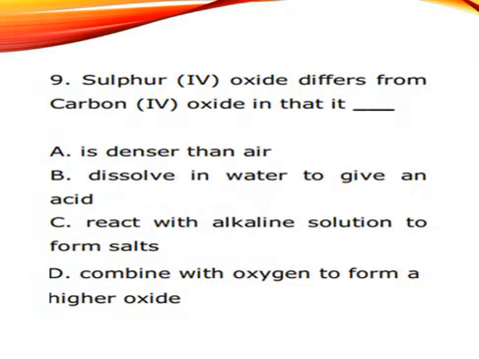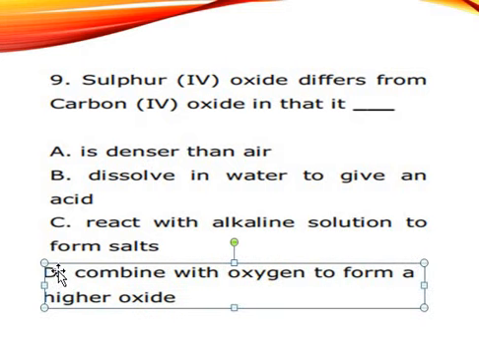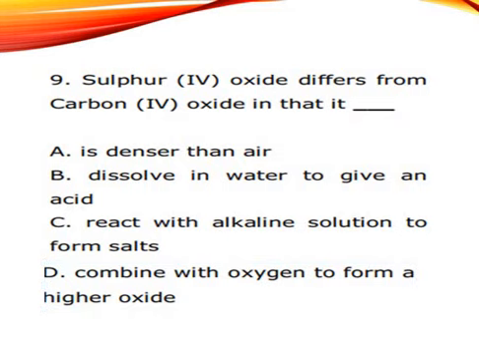Then question 9 says, sulfur 4 oxide differs from carbon 4 oxide in that it A. is denser than air, B. it dissolves in water to give an acid, C. reacts with alkaline solution to form salts, and D. combines with oxygen to form a higher oxide. So one of the characteristics of sulfur is actually that it forms different oxides. So we can say that in one of the ways through which sulfur 4 oxide differs from carbon 4 oxide is that when it combines with oxygen, it can form a higher oxide. So your answer is D for question 9.